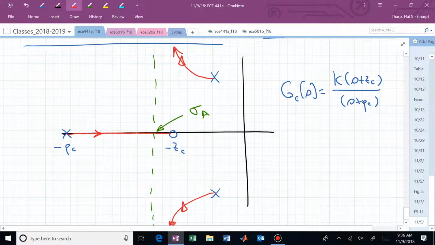How many closed loop poles do I have? How many poles were in my original system? 2. Have I added any poles? Yes, that phase lead controller added one. So I now have 3 closed loop poles. Where's my third pole? It's somewhere between that minus p sub c and minus z sub c. Right there, let's say. Now we have 3 poles influencing the behavior.